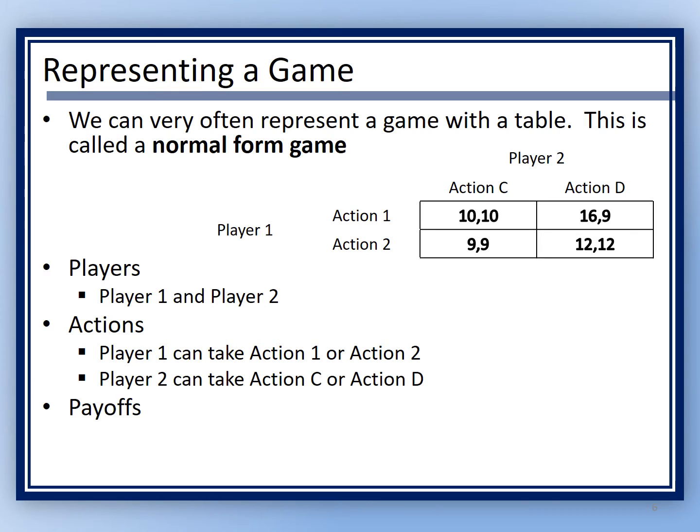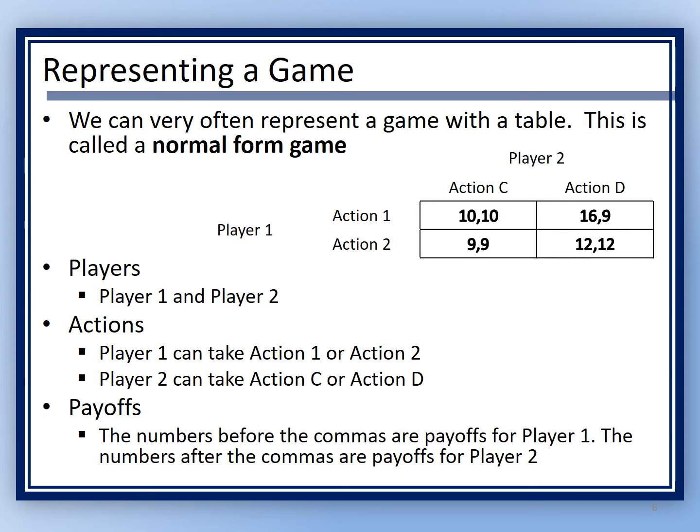All right, but this doesn't actually allow me to go. Okay, here we go. The payoffs are read in the following way. The number before the comma is the payoff of the player on the left, and the number after the comma is the payoff of the player at the top. So, for example, if player 1 chooses action 1 and player 2 chooses action D, then player 1 gets 16 and player 2 gets 9. So the players would go through the different actions possible and consider what's the best they can do, given what they know about the other player.